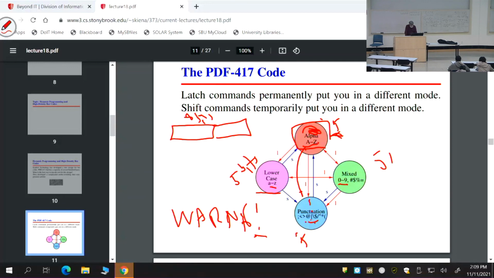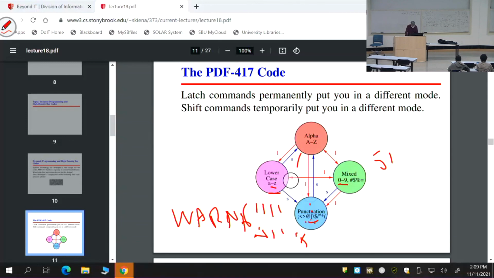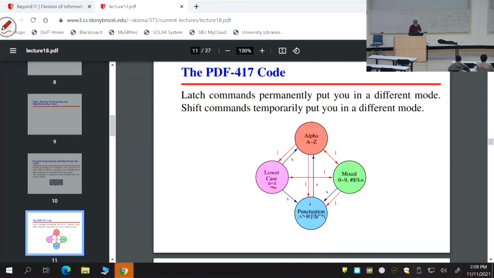Or you might decide that you want to permanently stay in this mode. That's a different command. Maybe the message you want is warning like this. Maybe you want to really shift into a mode. So what do they have? They have latch commands that put you in one mode permanently. They have shift commands to let you go in one character. And there's a cost for outputting something in the right mode.